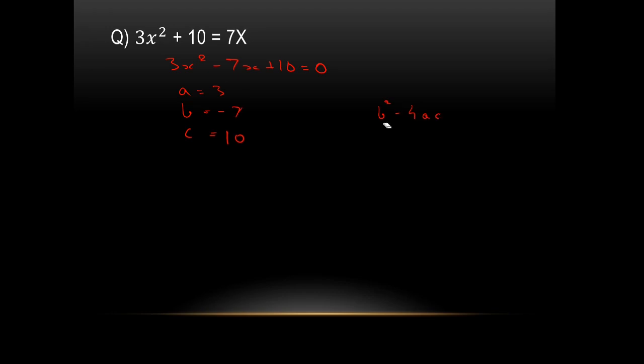b squared is minus 7 squared, which is equal to 49, and 4ac is equal to 4 into 3, which is 12. 12 into 10 is 120. So 49 minus 120, that is our discriminant. So minus 71 is our discriminant. As you know, this answer is negative, so that means both the roots will be complex roots. It will not be real roots in this case. So in the quadratic formula, it was minus b plus or minus square root of b squared minus 4ac, whole divided by 2a.